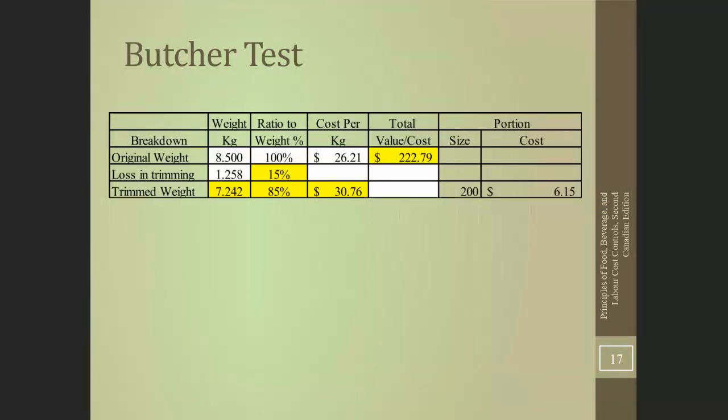So here's a butcher test, or an illustration of one anyway. Nicholas, the 9.29 was the as purchased cost per kilogram. So that's what we paid to get that amount of prime rib. Does that help? Awesome. So the butcher test, again, is conducted for items apportioned before they're cooked, or pretty much anything that's butchered, so fish, things like that.